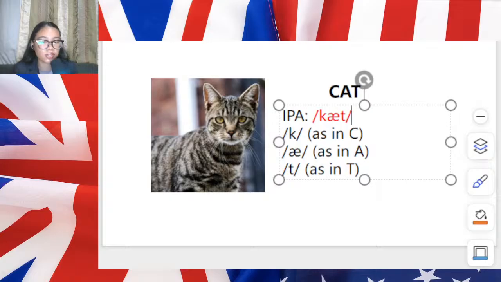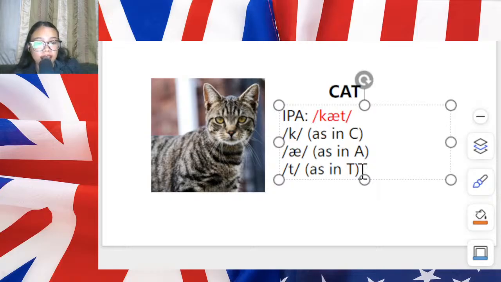As shown in the IPA transcription, we start with /k/. This is the IPA symbol for the hard K sound. It's the sound you make at the beginning of words like cat, king, and car. So notice that even though the English spelling uses the letter C here, the IPA uses the symbol K.